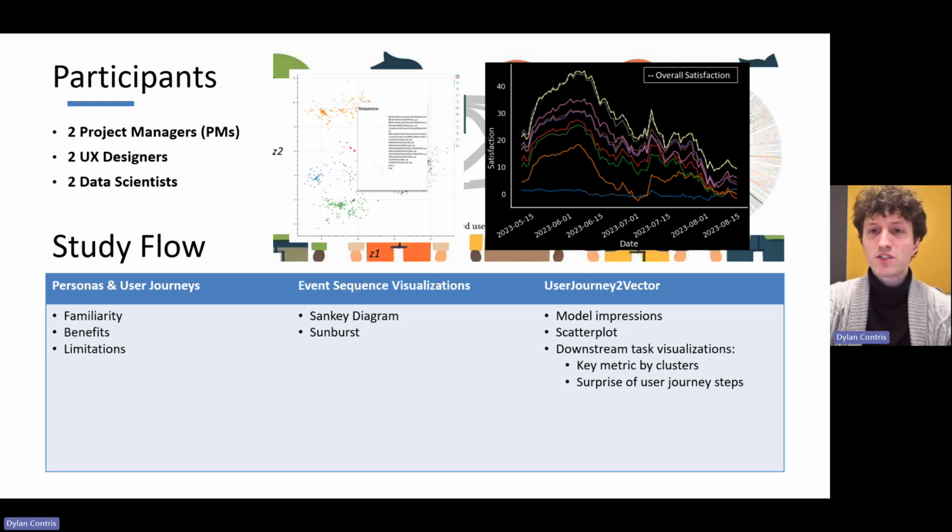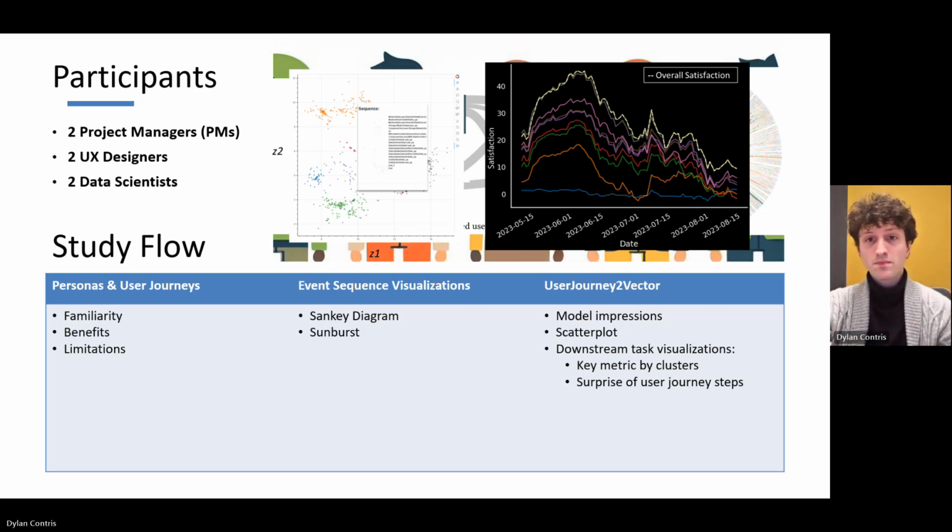Subsequently, we presented the interactive scatter plot of clustered user journey vectors, as well as visualizations for downstream tasks, including a breakdown of satisfaction by cluster and prediction of future user journey steps. The experts provided their thoughts on the possible benefits and limitations of such a system for visualizing user journeys in contrast to the previously discussed visualizations.